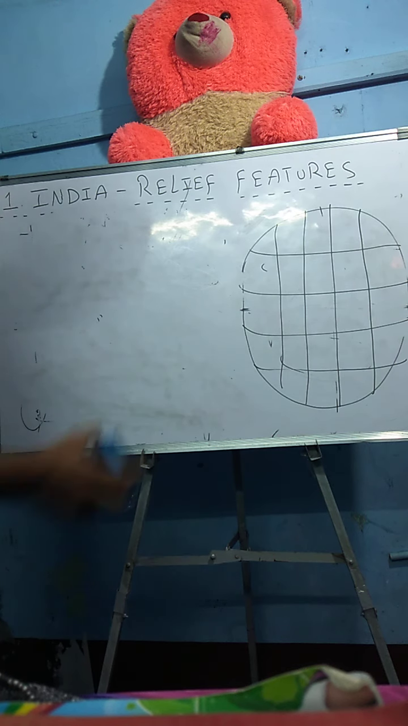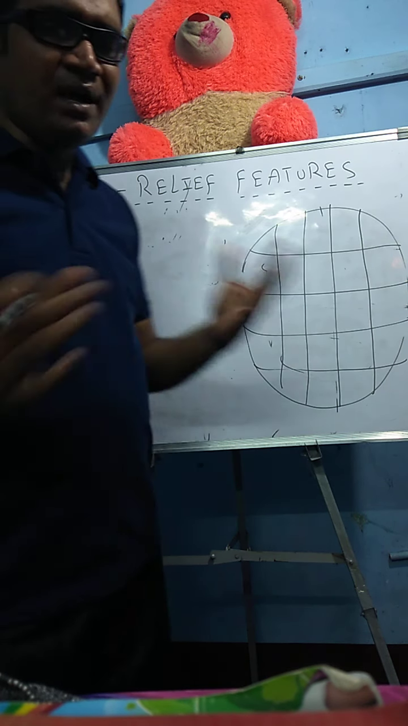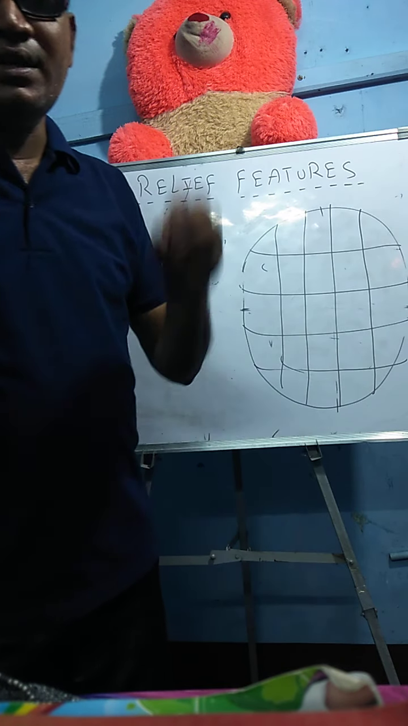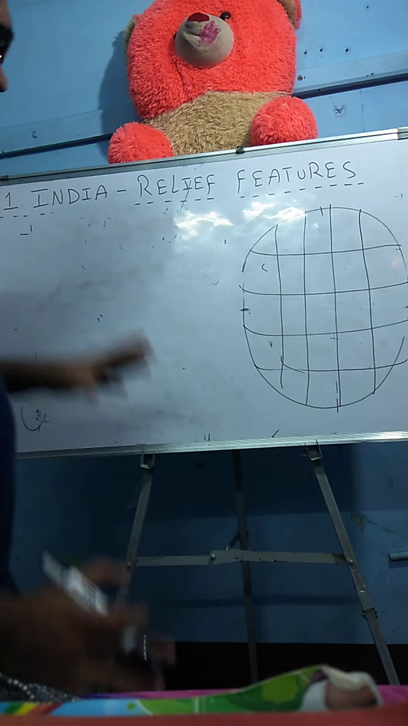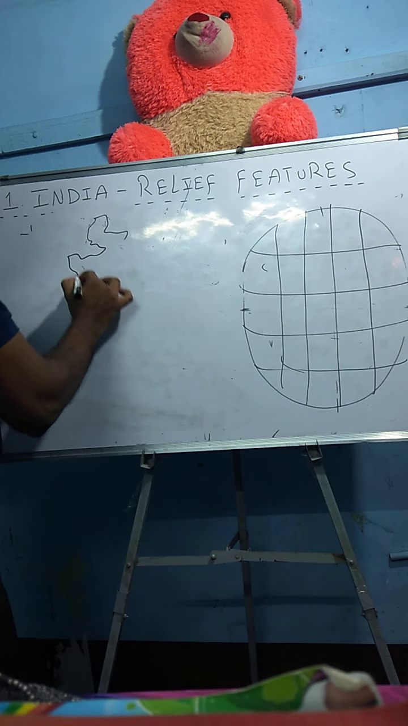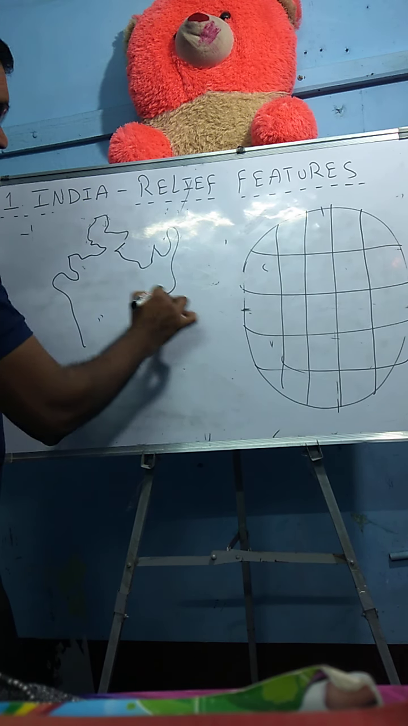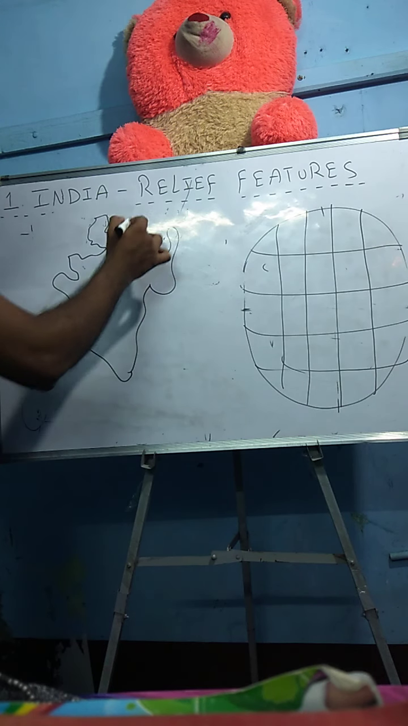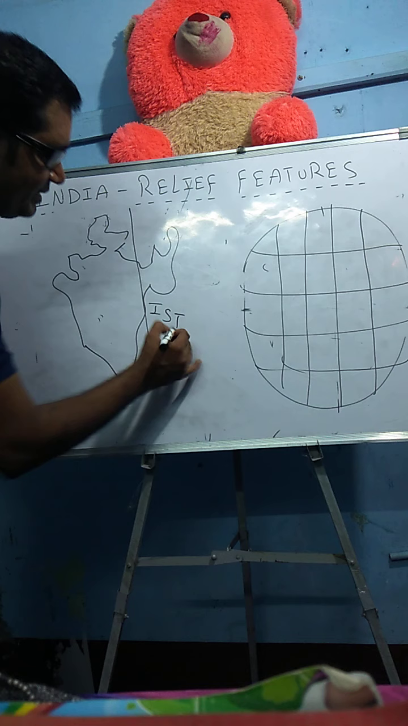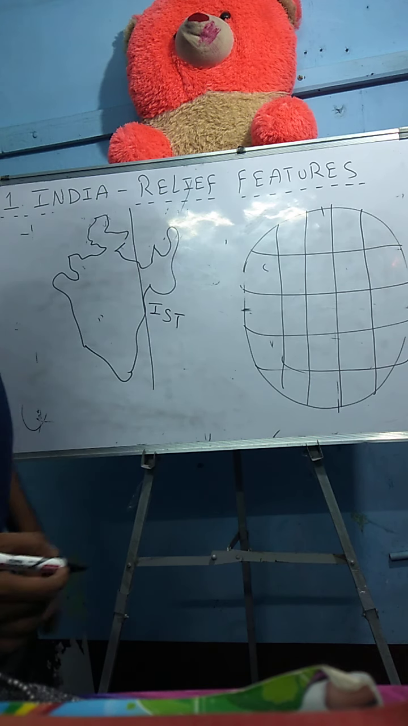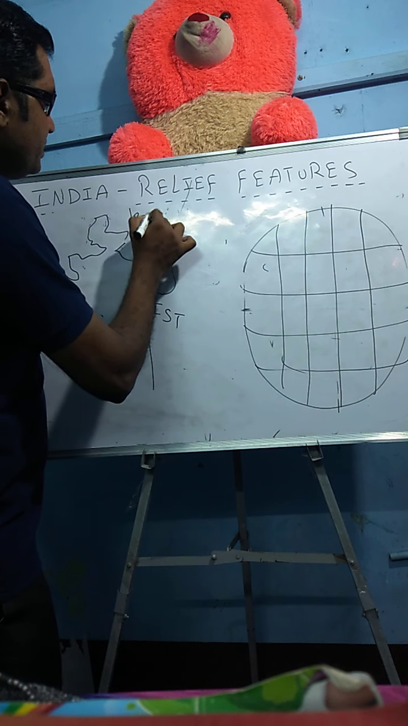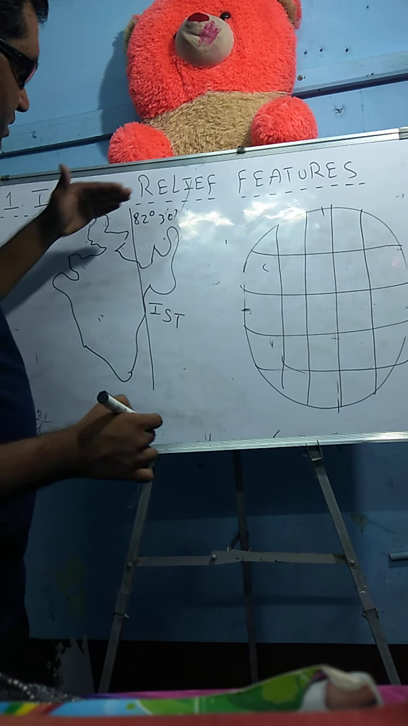Before 1947, only the Britishers were controlling all the countries in the world. Here in India there is one line. This is the Indian Standard Time, IST, at longitude 82 degrees 30 minutes. This line.